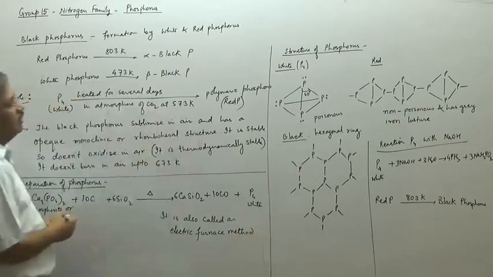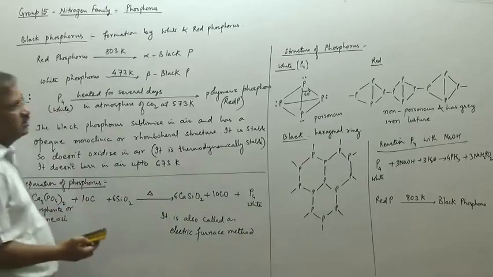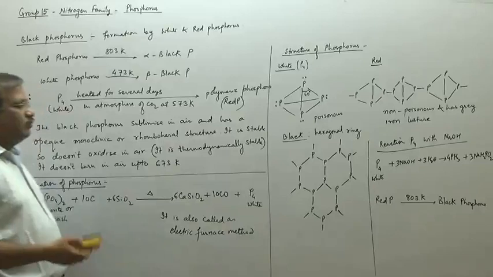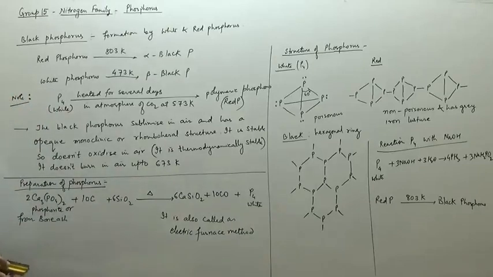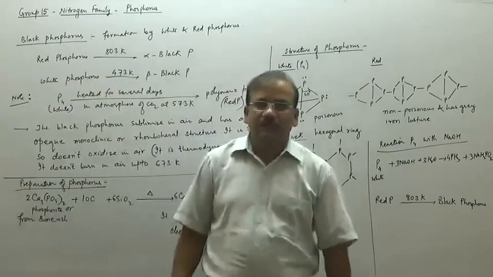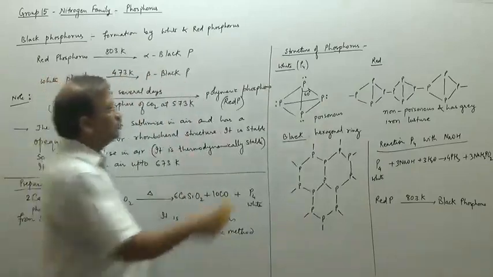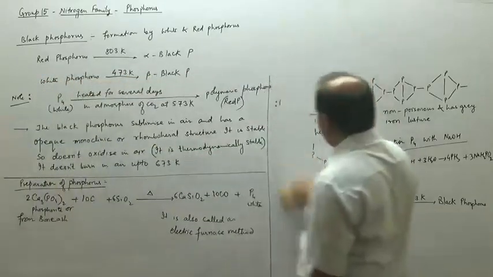That is the requirement: the information about phosphorus is required by us. So this is about black phosphorus, red phosphorus as well as white phosphorus. This is the information that we required.